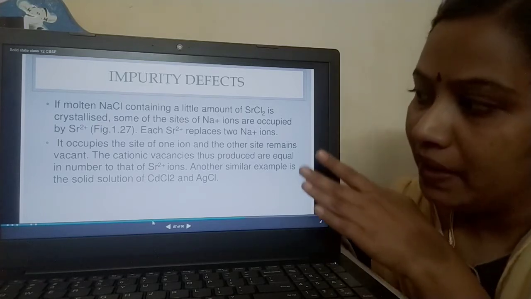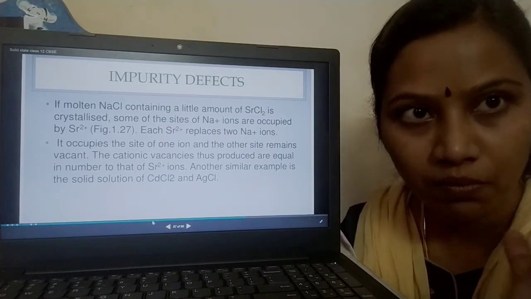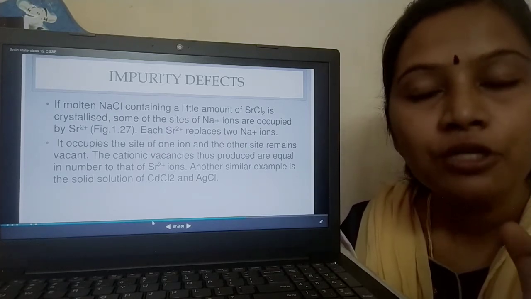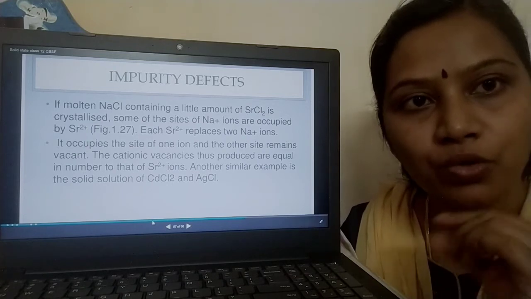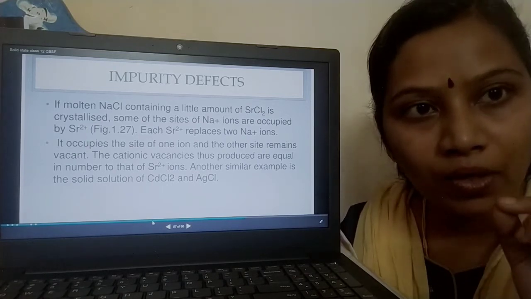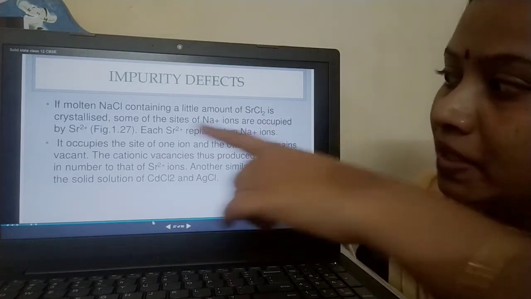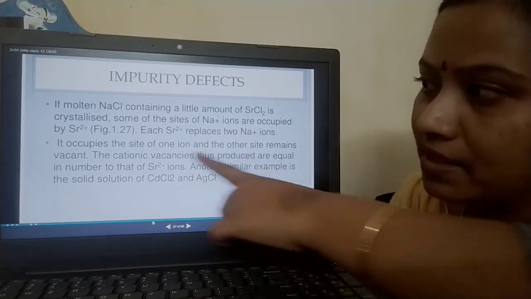Okay, I am repeating this. I have a molten sodium chloride which contains a small amount of strontium chloride. I am crystallizing it. So what happens, for each sodium one strontium is replaced. How does that replacement happen? One strontium will go and occupy the correct site of sodium while the other site remains vacant. It occupies the site of one ion and the other site remains vacant.